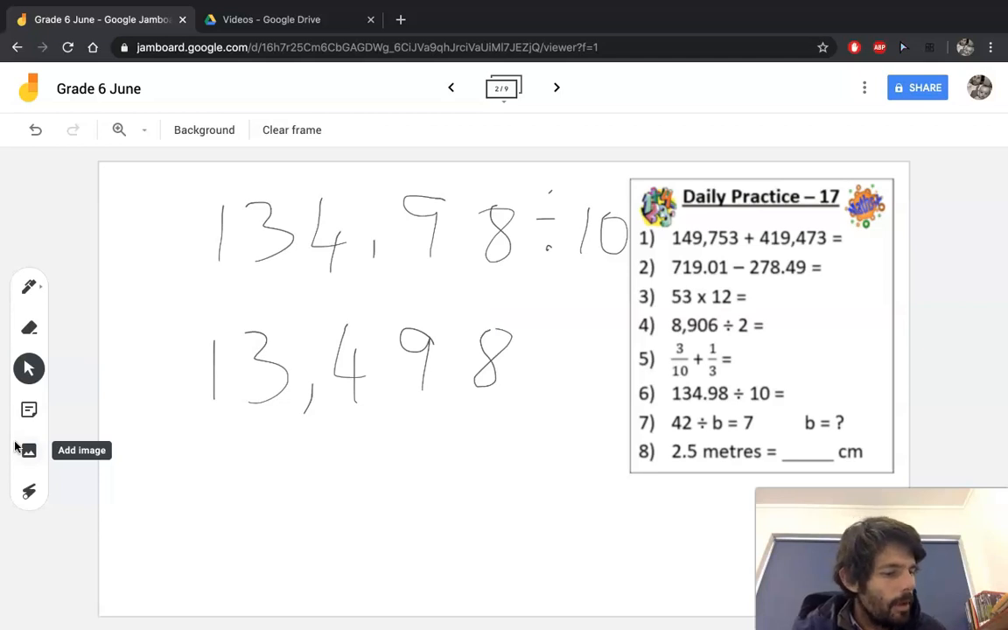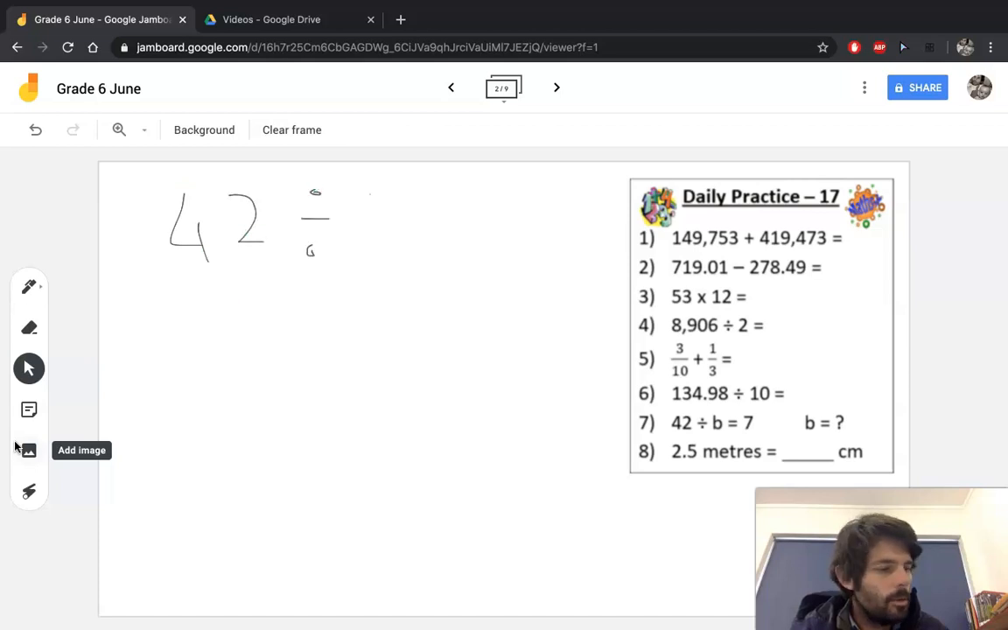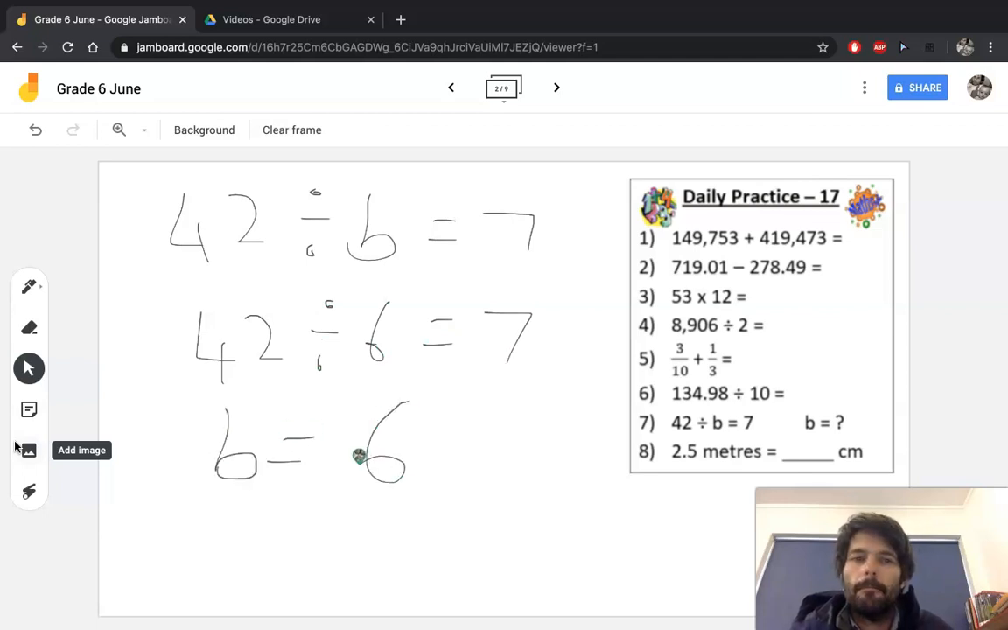Question 7, we haven't had a question like this for a while. So question 7, 42 divided by b is equal to 7. So what could b possibly be? And you should know your multiplication times tables. 42 divided by 6 is equal to 7. So therefore b is equal to 6.